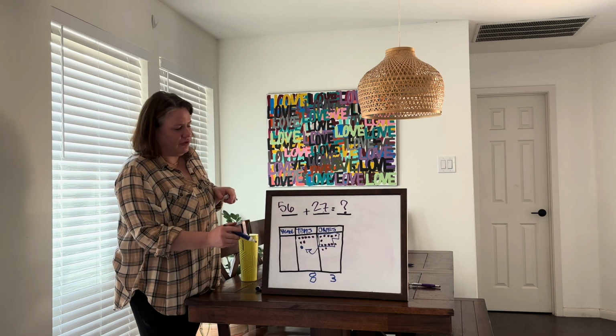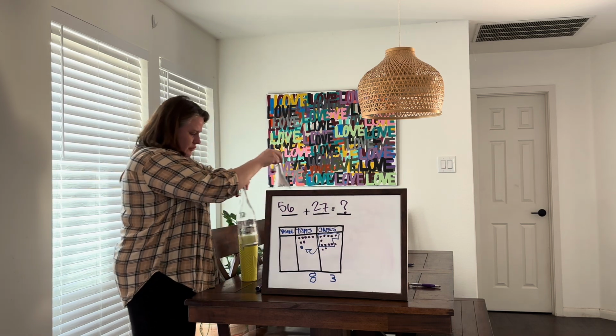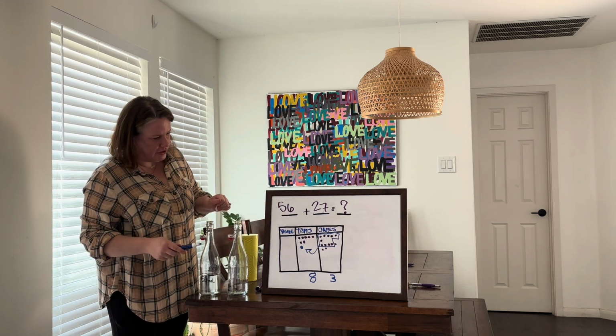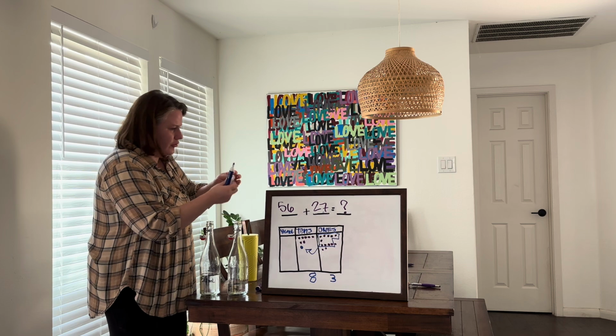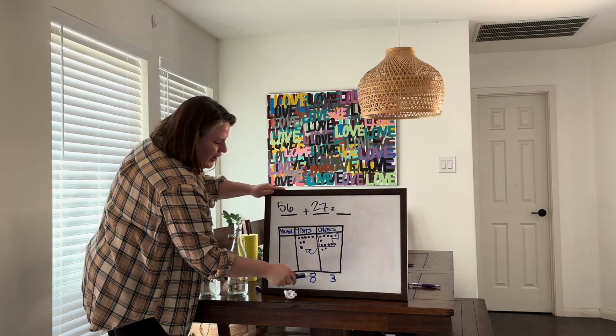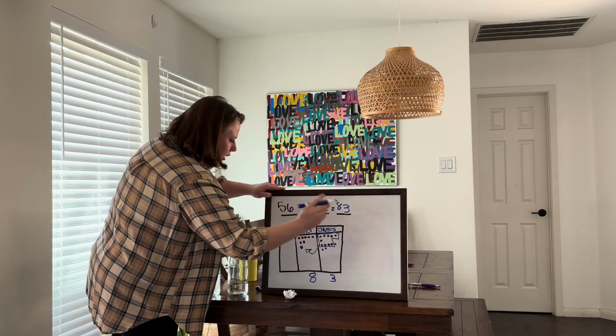So what we've learned is 56 milliliters plus 27 milliliters of water equals 83. Good job, class, because that 83 is right there. We see that. So 83.